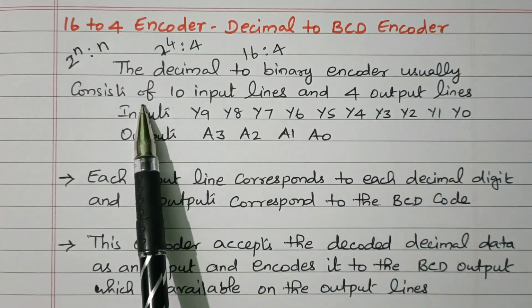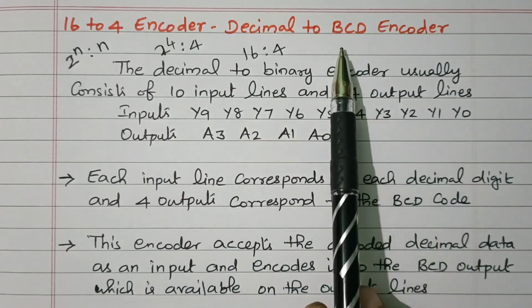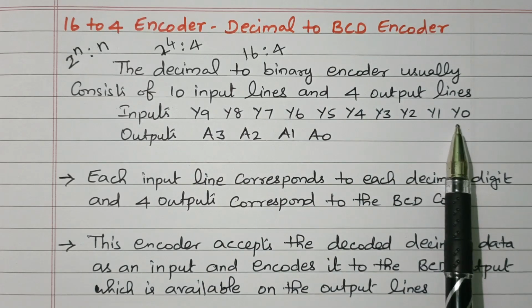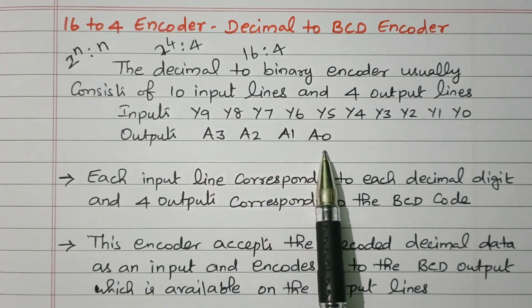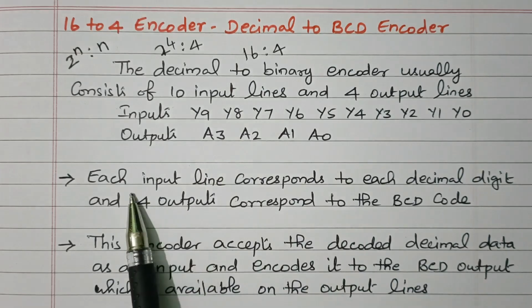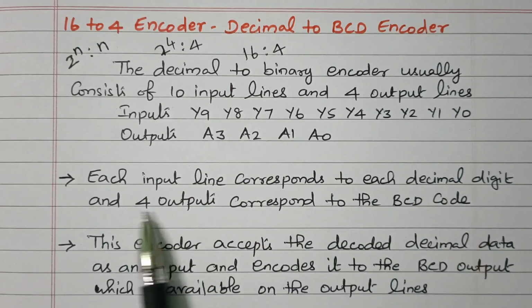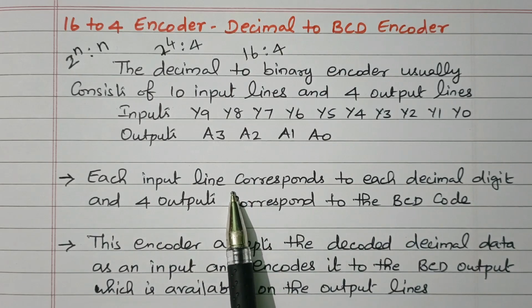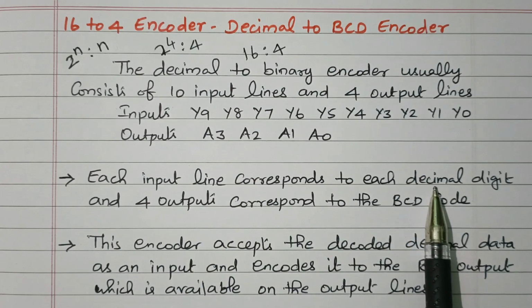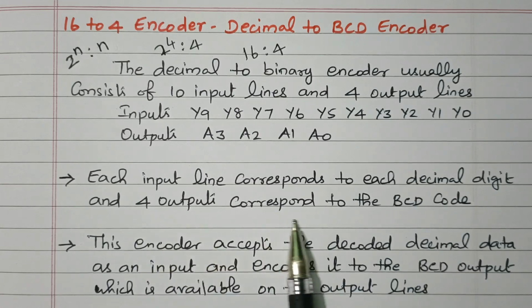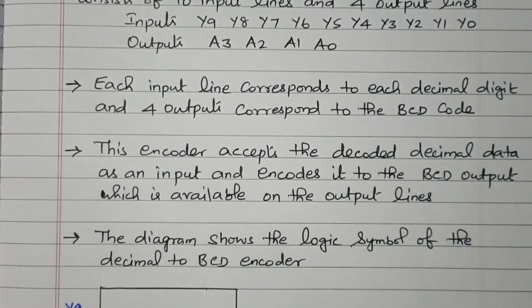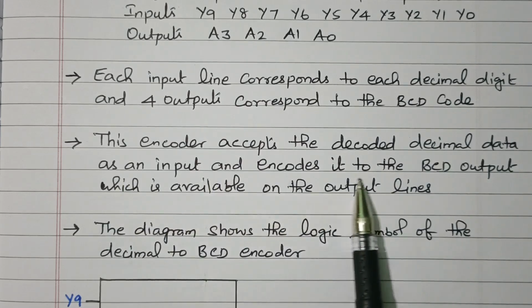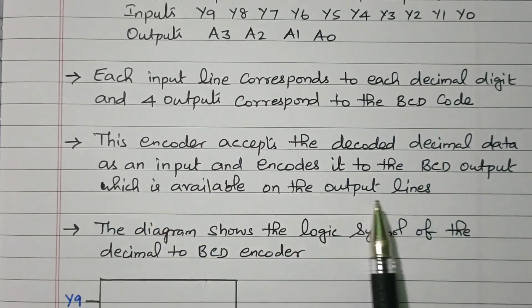And 4 output lines. So 10 input lines and 4 output lines, then only it will be a BCD encoder. Y9 to Y0 are the inputs, and A3, A2, A1, A0 are the outputs, 4 different digits of output. Each input line corresponds to a decimal digit and the 4 outputs correspond to the BCD code. Accordingly, 4 output BCD codes are generated. This encoder accepts the decoded decimal data as input and encodes it into the BCD output, which is available on the output lines.